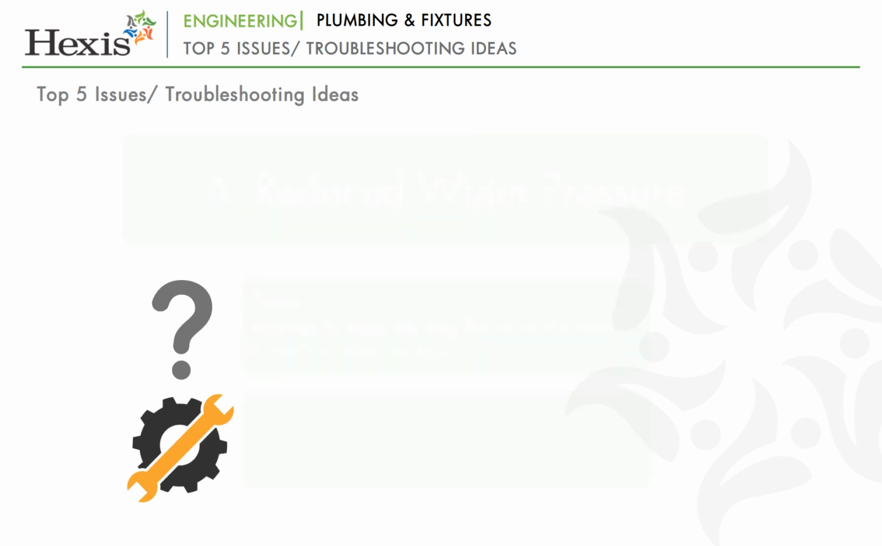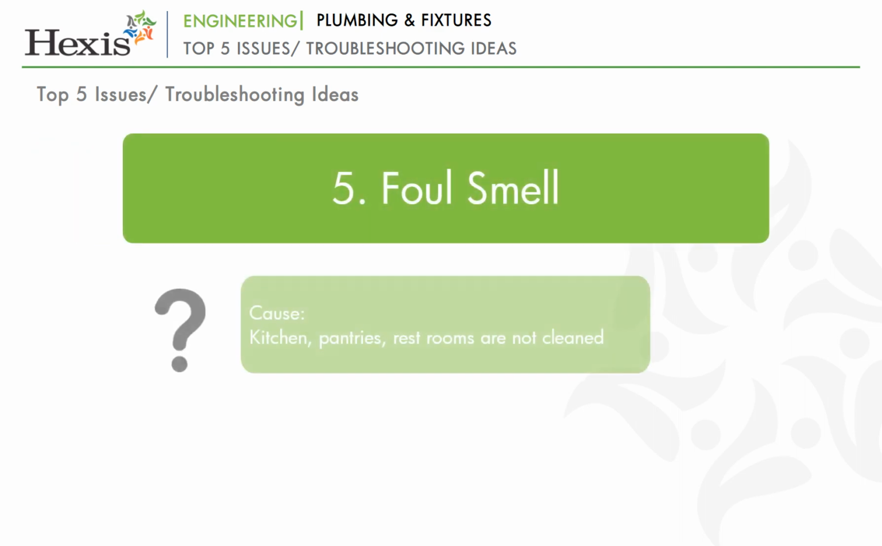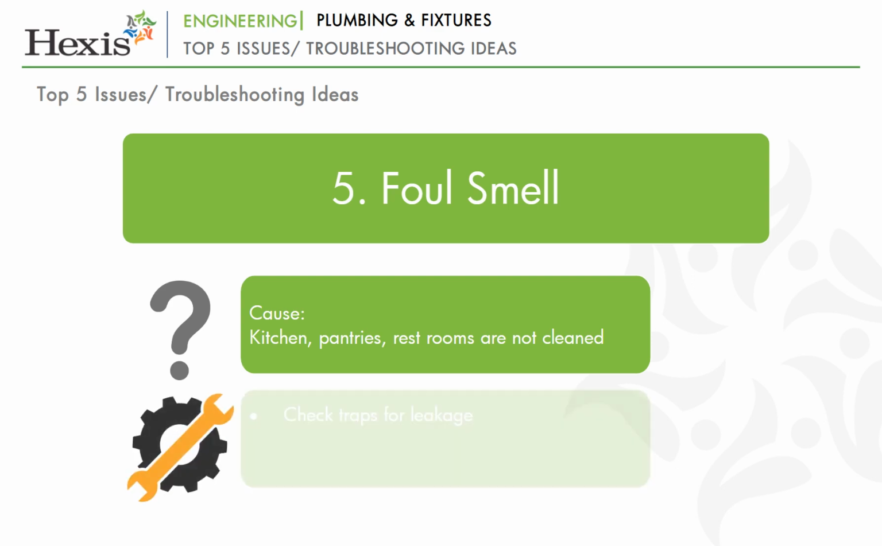And lastly, foul smell. Regular cleaning of the restrooms, kitchen and pantries helps in keeping the areas odor-free. Troubleshooting. If foul smell persists despite cleaning, the first thing to be checked is the traps. They might be dry or leaking. Run some water into the trap and check for leaks. If the trap is dry due to non-use, it will get filled up and stop the foul smell.